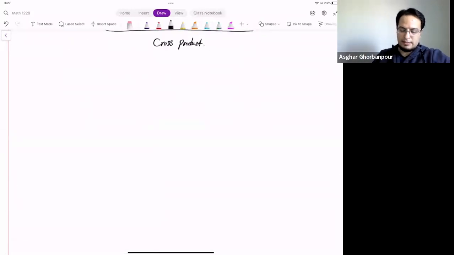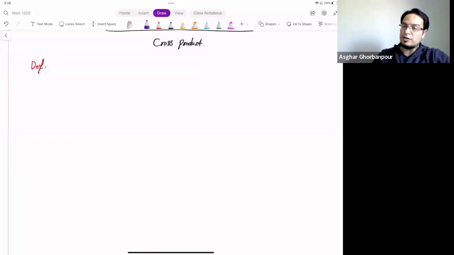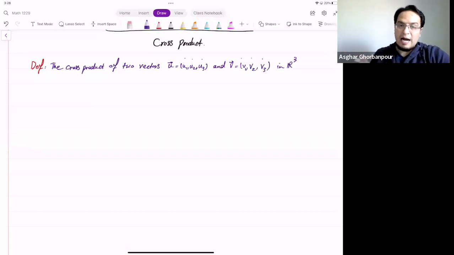Okay, so let's just start. First, the definition. Cross product, first thing to remember, cross product works only for vectors in R3. So the cross product of two vectors. Let me fix them. U, which is U1, U2, U3, and V, which is V1, V2, and V3 in R3. You already see both of them have three components, but I want to emphasize that the cross product is defined only for two vectors from R3 with three components.